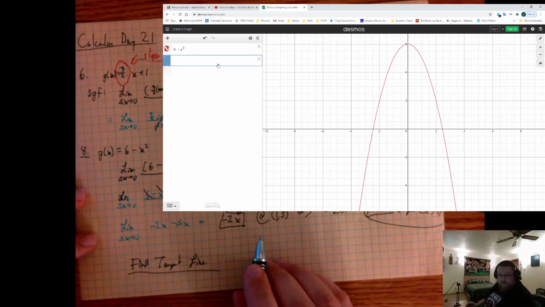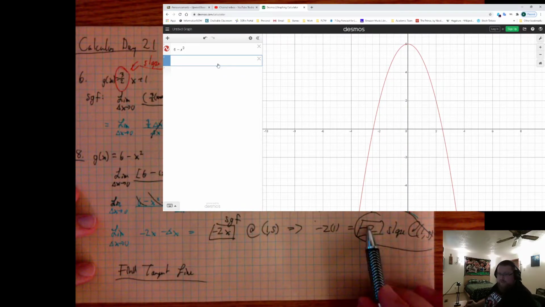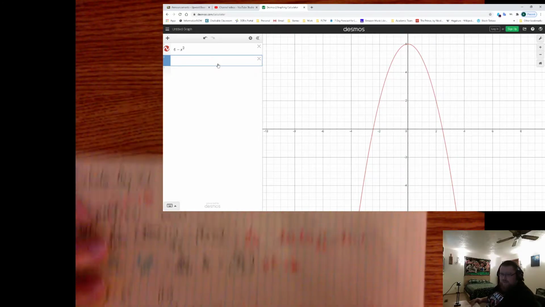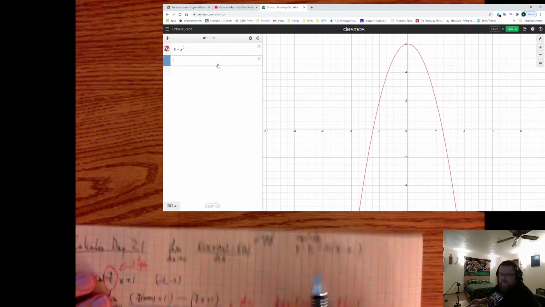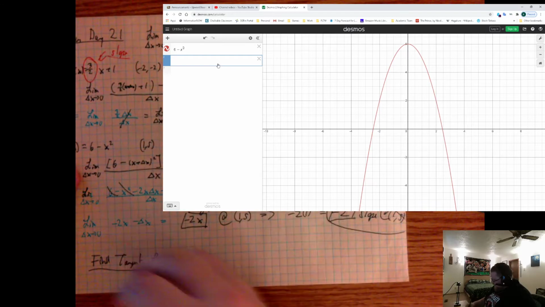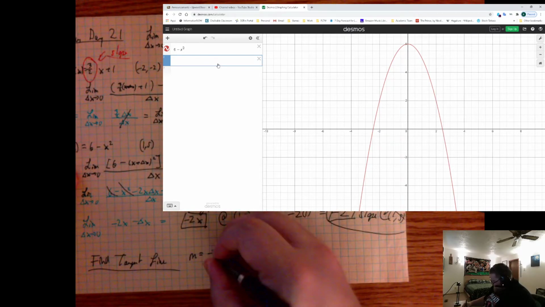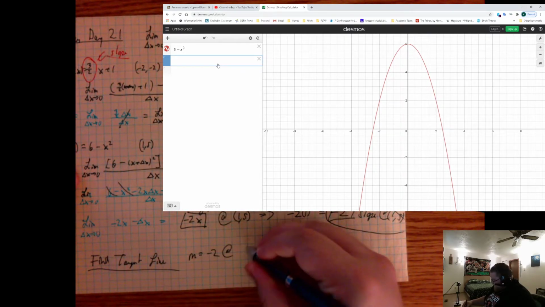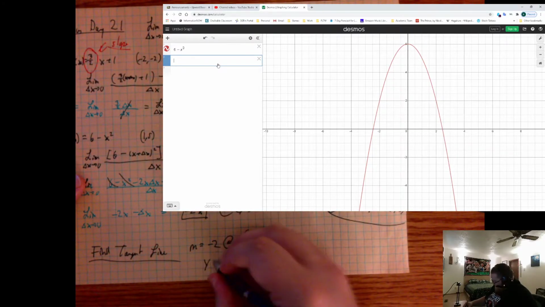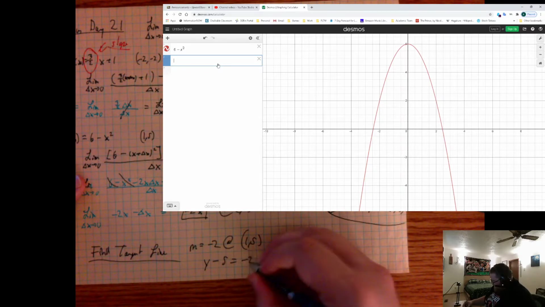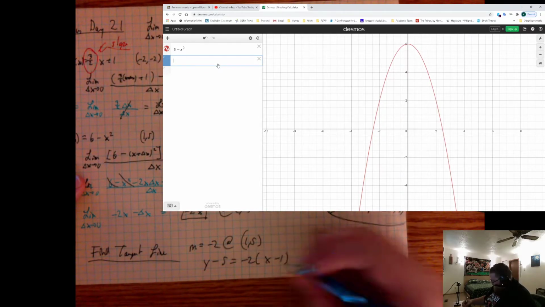This is what today's material is about. What we do is we take this slope that we have and we plug it into that formula. So we use this as our m, and then we use the two values we have for x and y to plug in and get the actual slope. So my slope, in this case, is negative 2. My point is 1, 5. So my tangent line would be y minus 5 equals negative 2, x minus 1.